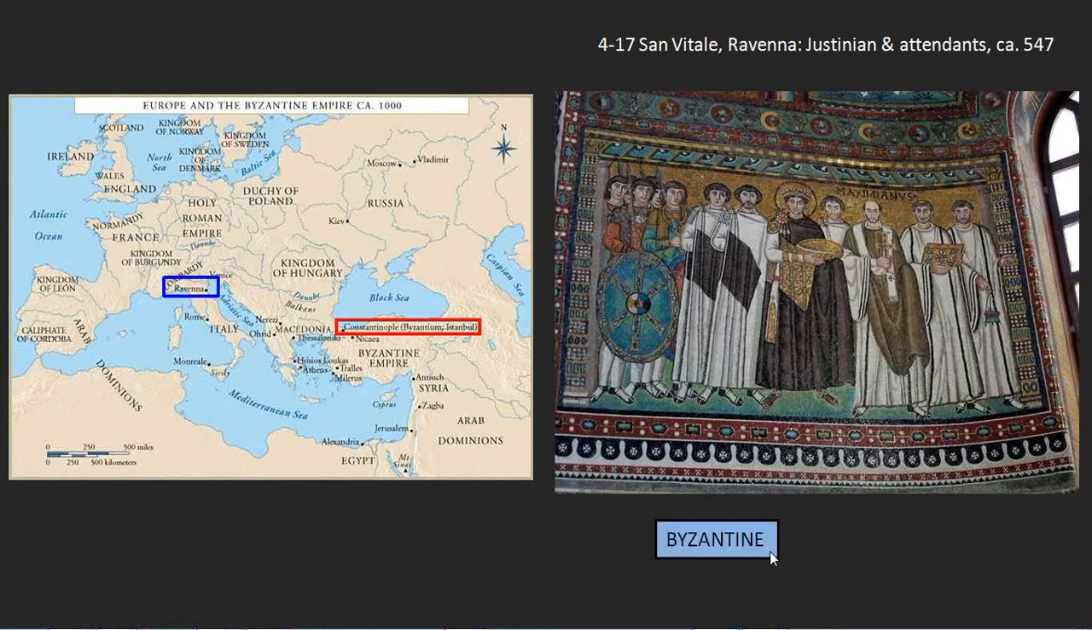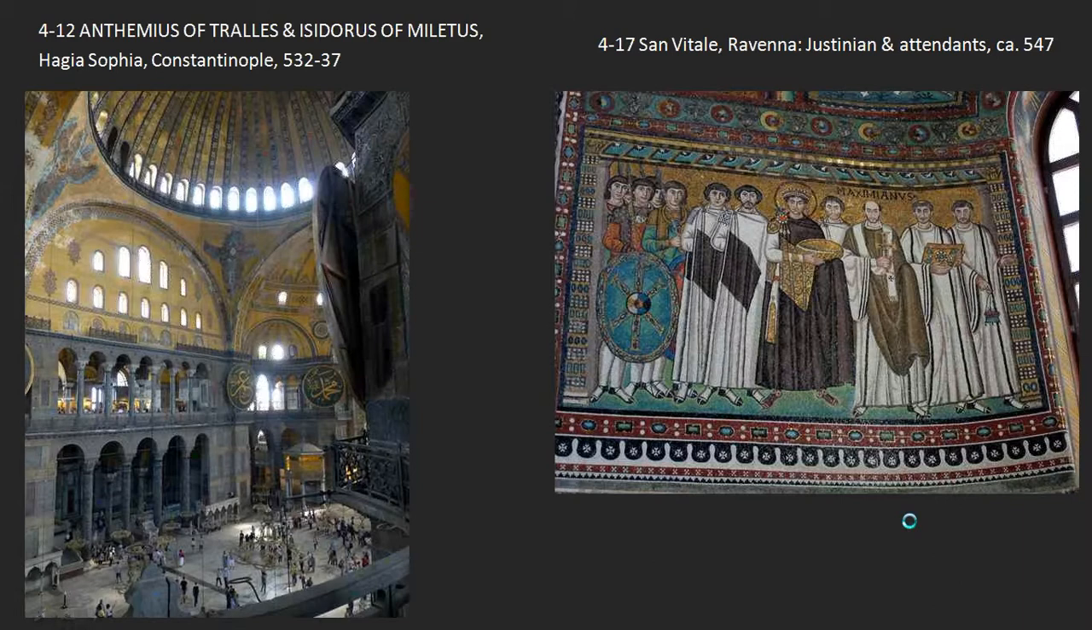That said, they increasingly had less and less involvement with Western Europe, and many emperors during the Byzantine period, like Justinian, never actually visited the western part of the empire. One of the most important works of architecture associated with Justinian is the famous church of Hagia Sophia in Constantinople.